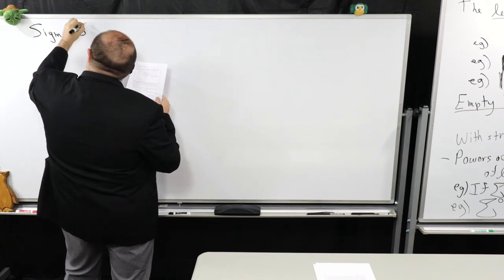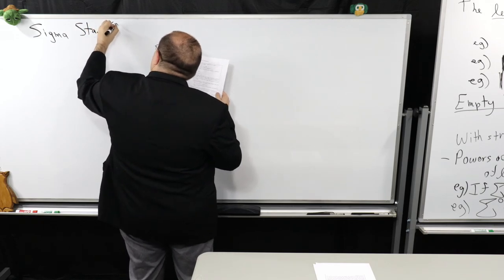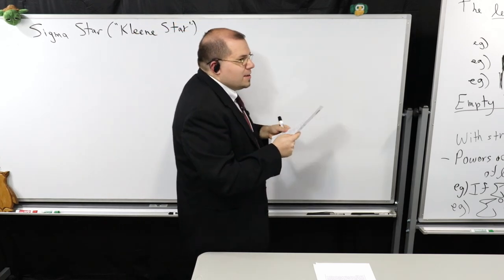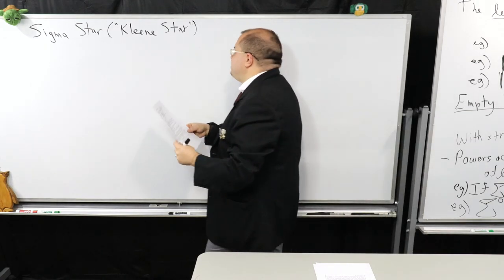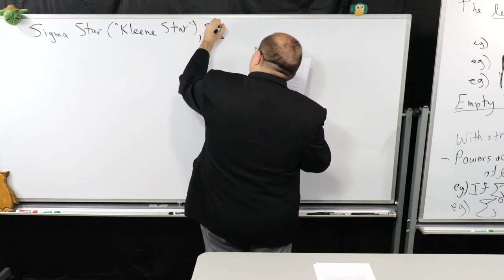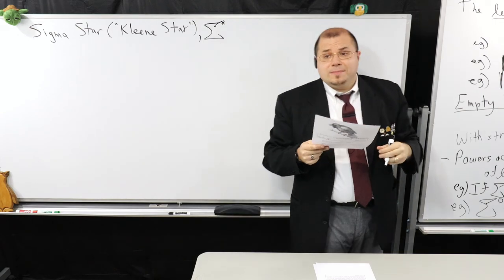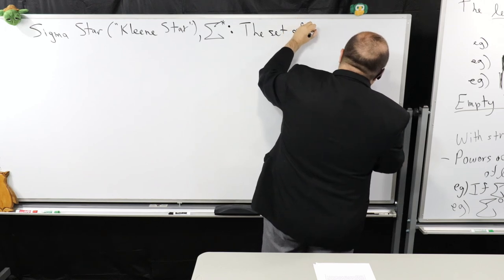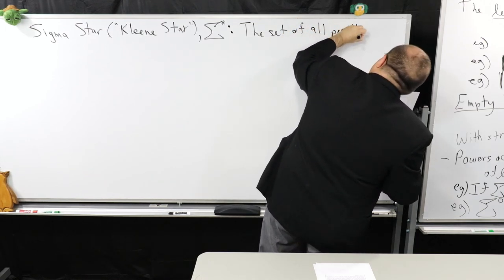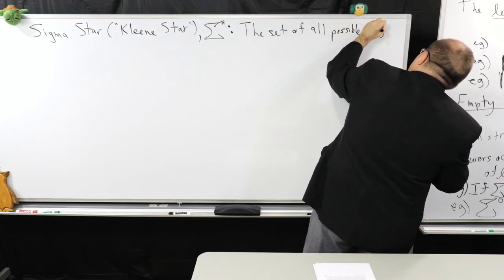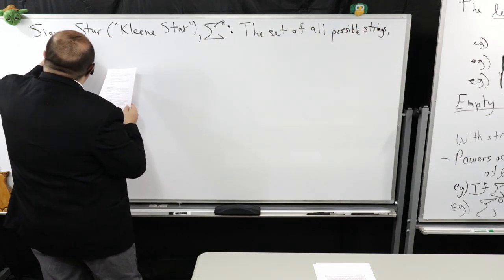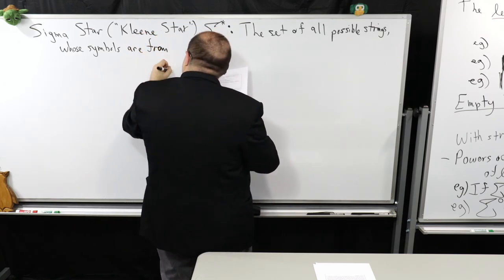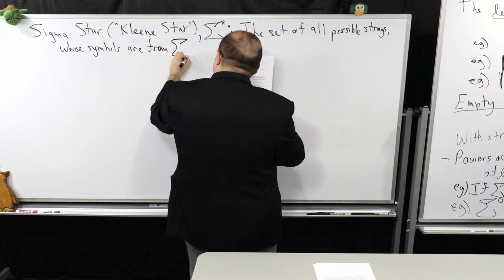So I'm going to define what I'll call sigma star. Sometimes this is called a Kleene star, named after the logician Stephen Cole Kleene. Some of the results in this course are from this logician. So this is denoted with a sigma, and instead of having a k here, you have an asterisk. Here's how we're going to define this. This is going to be the set of all possible strings whose symbols are from sigma, the alphabet.